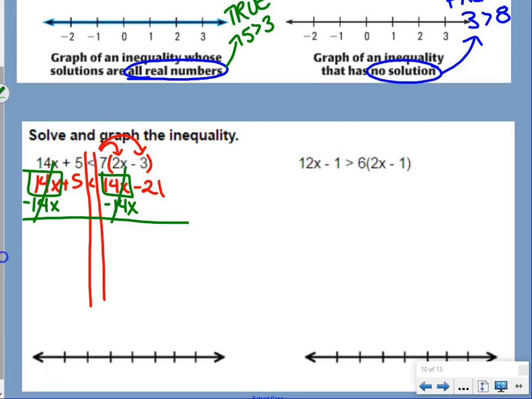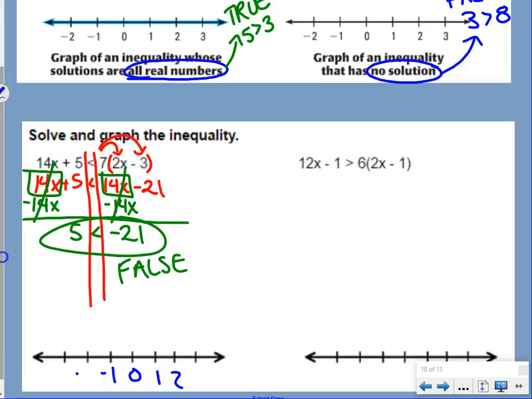They both cancel out, which leaves us with 5 is less than negative 21. Is that true or false? 5 less than a negative number? No, that is definitely false. Positive numbers are always bigger than negative numbers. So if it's false, your graph is just going to be empty. So you just want to put numbers on it and don't do any shading. Just leave it just like that.